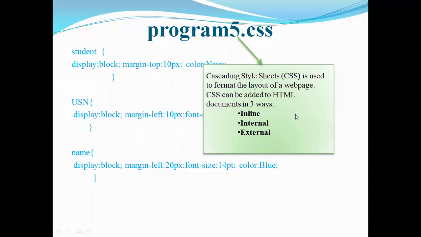As we already know, cascading style sheets are used to format the layout of a web page. CSS can be added to HTML documents or XML documents in three different ways: inline, internal, as well as external. Inline means in the tag itself, inside the tag, by making use of the attributes we can specify the styles. Internal means we can embed the style sheet by making use of the style tag. We already discussed these in the previous programs. The last one is external. In this program we are using external style sheets. Separately we are creating one file called the style sheet with the extension .css. Later on we call that file by making use of the attribute href, that is hypertext reference.